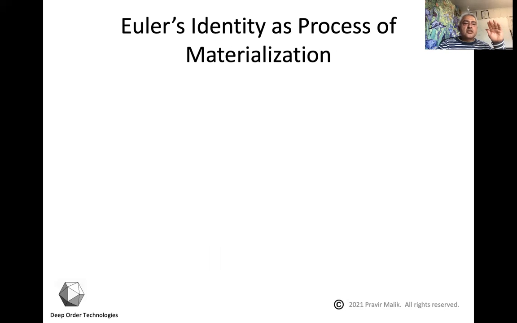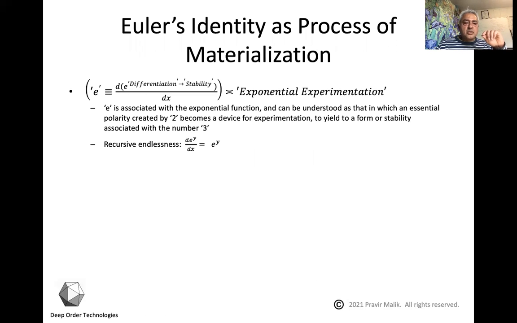Now, considering these meanings of 0, 1, 2, 3, and 4, we can now begin to give meanings to e and pi, which are key parts of Euler's identity.